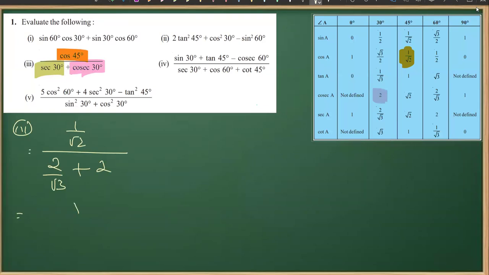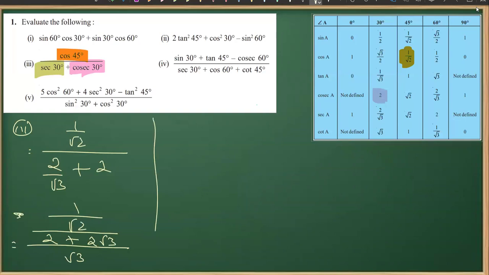Now, if I simplify further, this is 1 by root 2 only. If I take the LCM in the denominator, it is root 3. This will give you 2 plus 2 root 3. Now further, I'm writing this as 1 over root 2, and instead of dividing like this, I may write the division like this. So that is 2 plus 2 root 3 over root 2.